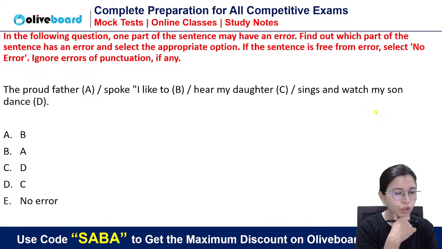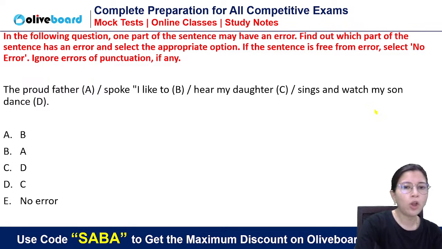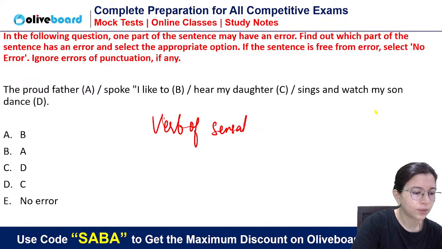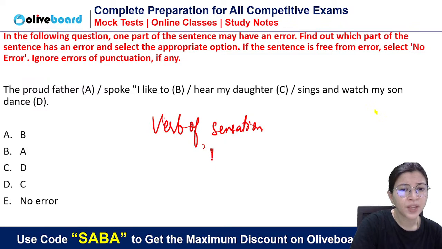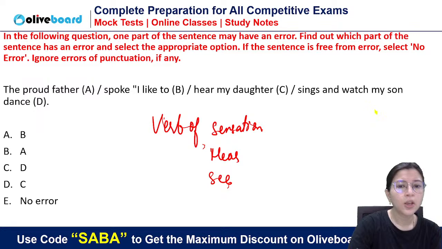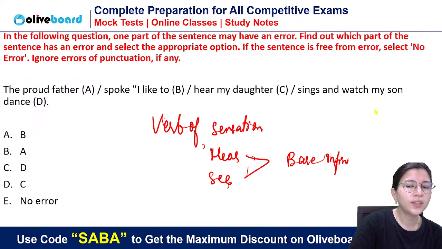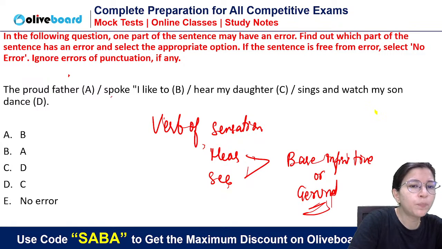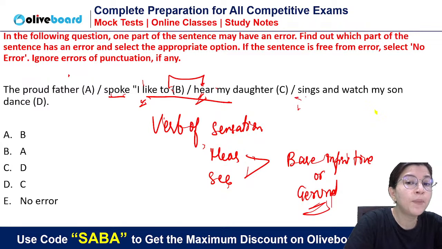Now this is a direct rule based question. We all know that when we have verb of sensation like here, see, so whenever we have verb of sensation, they take bare infinitive or gerund. Verb of sensations are always followed by bare infinitive or gerund. Right? So the proud father spoke, I like to hear. So this is direct speech. It's absolutely correct. To hear is correct. But after here, we need bare infinitive.